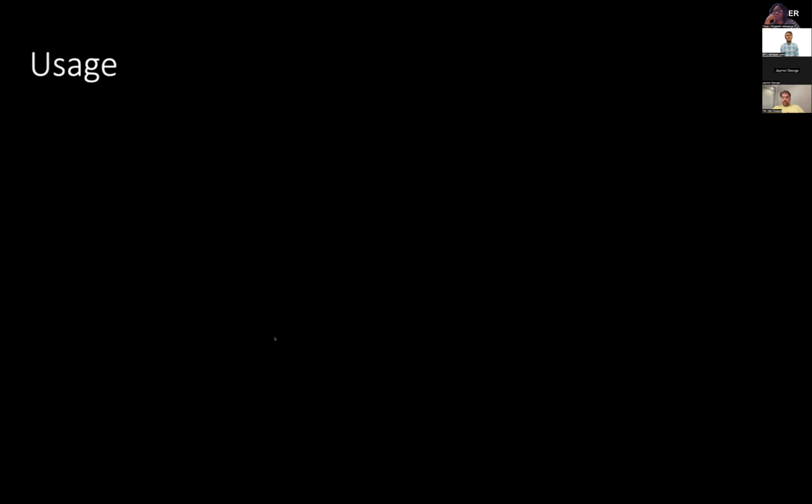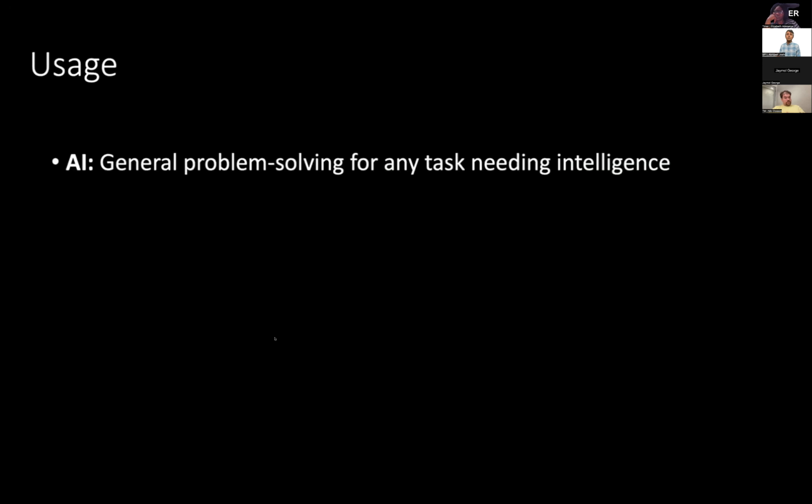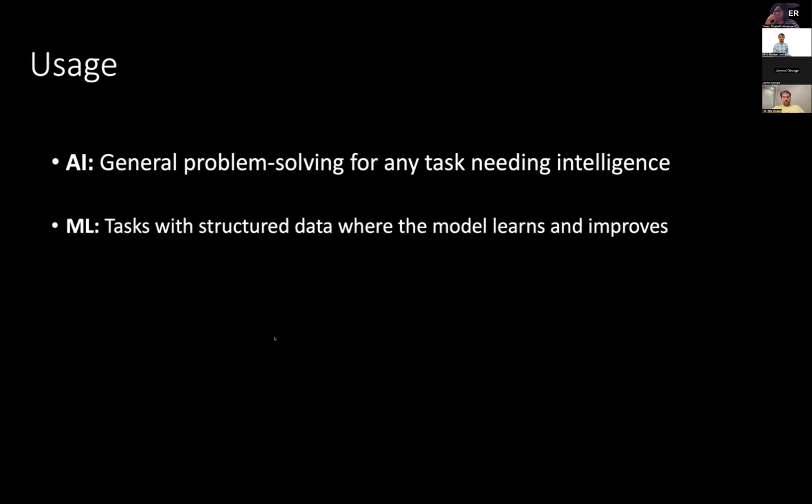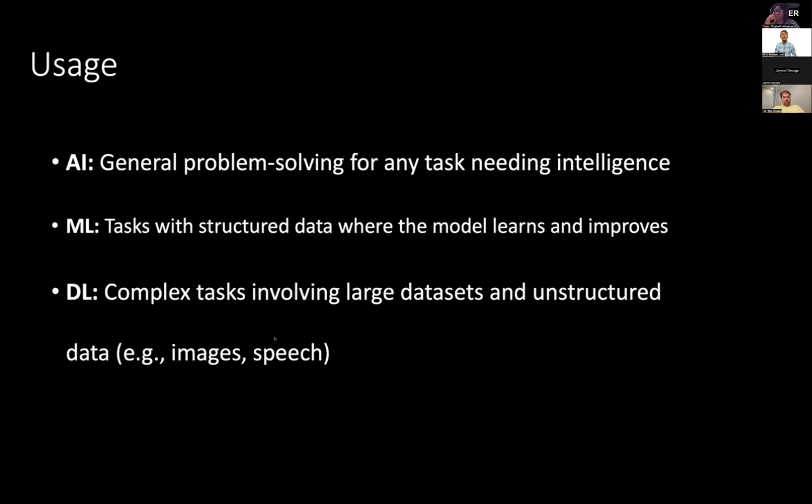Now let's see the usages. What are the different usages? For example, AI is used in mostly problem solving that needs any kind of intelligence. ML uses structured data and learns from the models and then does the prediction. Deep learning uses large volumes of data, mostly unstructured data like images and speech.